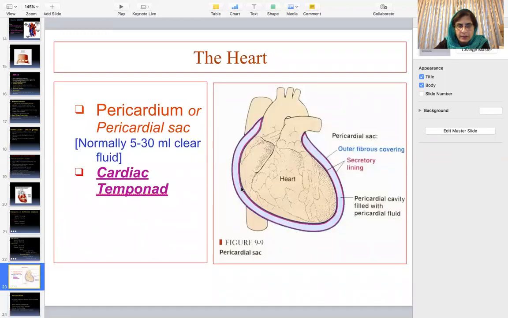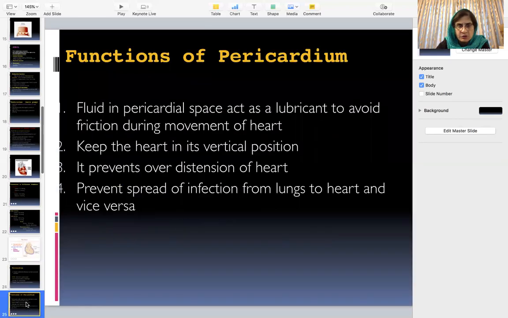The pericardium has two layers. The inner one is the visceral layer, and the outer is the parietal layer. This space is filled with fluid. And what is the function of this pericardial fluid? Fluid in the pericardial space acts as a lubricant to avoid friction during movement of the heart, keeps the heart in its vertical position, and prevents over distension of the heart.